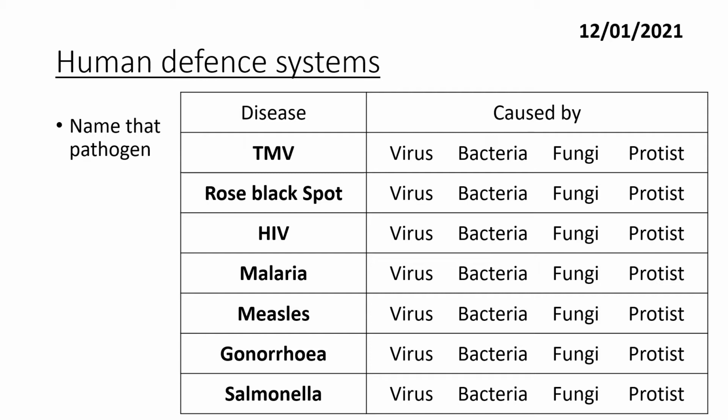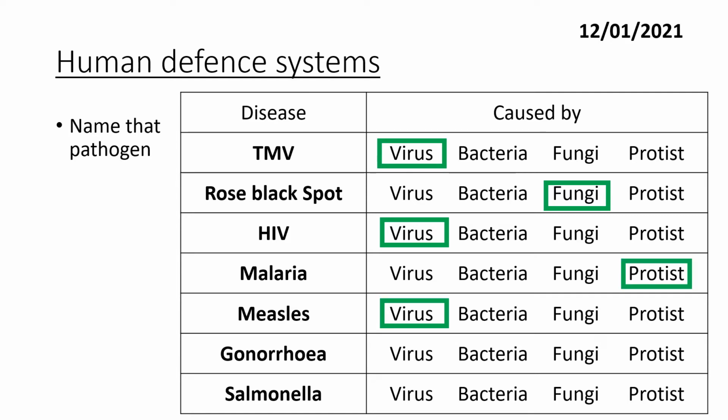And so the answers. TMV is caused by a virus, rose black spot is a fungi, HIV is a virus, malaria is a protist, measles is a virus, and gonorrhea and salmonella are both bacteria.